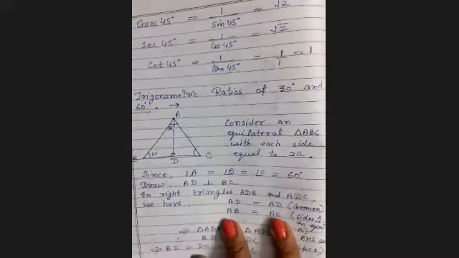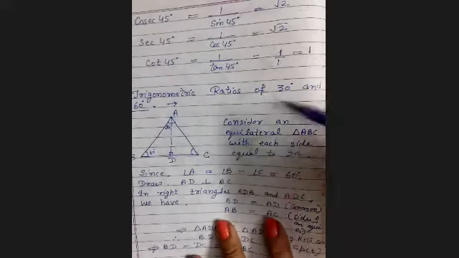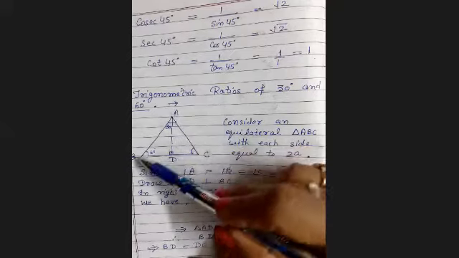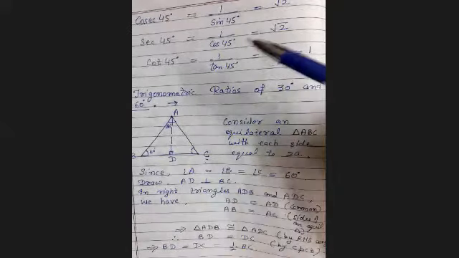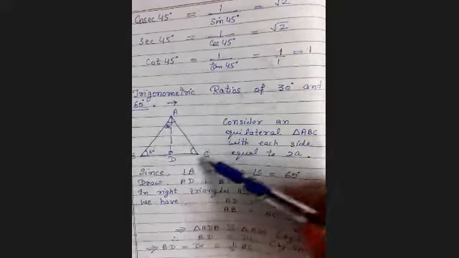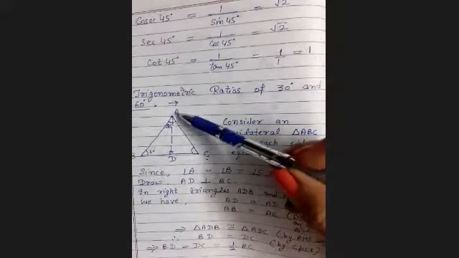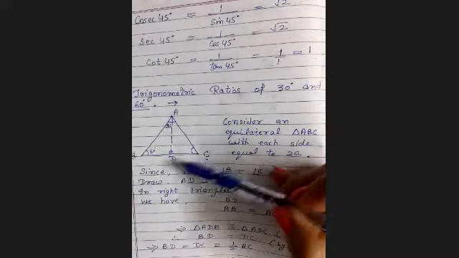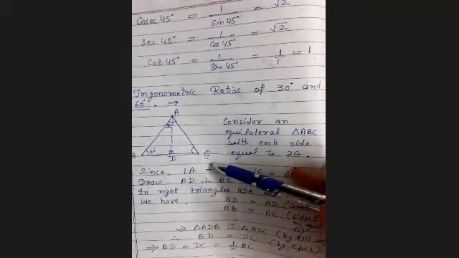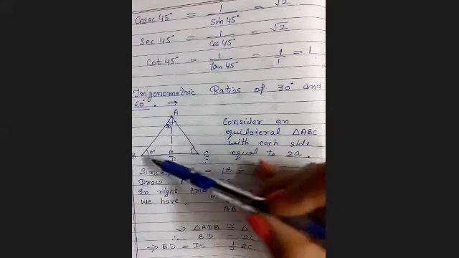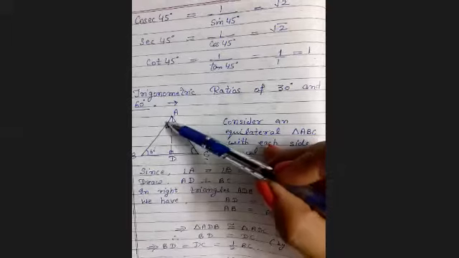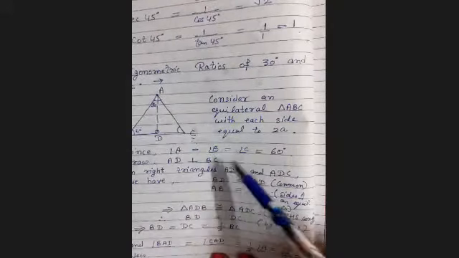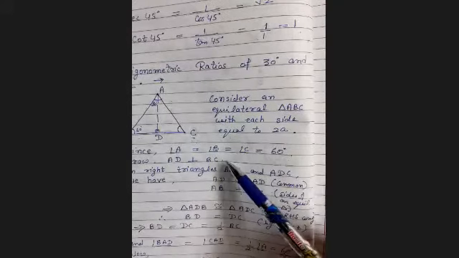Similarly, we can find the trigonometric ratios of 30 degrees and 60 degrees. For this, we have drawn an equilateral triangle, and all sides we take as 2a. This is 2a, this is 2a, and this is 2a. Here we have drawn an altitude from A to BC. That is, these two angles are 90 degrees. And this angle is 60, because in an equilateral triangle all angles are 60 degrees. Angle A, angle B, angle C is 60, and we have drawn a perpendicular.